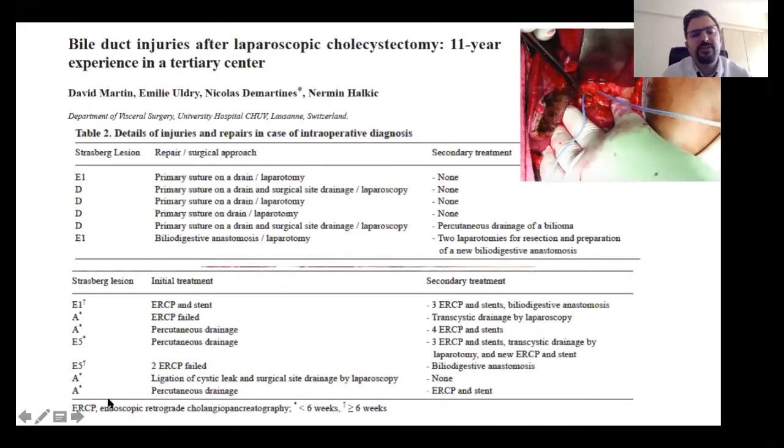So how do they manage it? Here you can see that in some of the patients, they have managed it intraoperatively. They put a primary suture, like in E1, where there's a circumferential lesion, but they see it and do it intraoperatively because it's easier. You don't have edema or tissue necrosis or any adhesions when you do it at that time. So in D, the lateral injury, you can also put a drain. Most of the time, for total circumferential lesions like E1, I prefer to put a T-tube, but in that case they didn't do it. And then you can put a primary suture if it's a lateral leak.